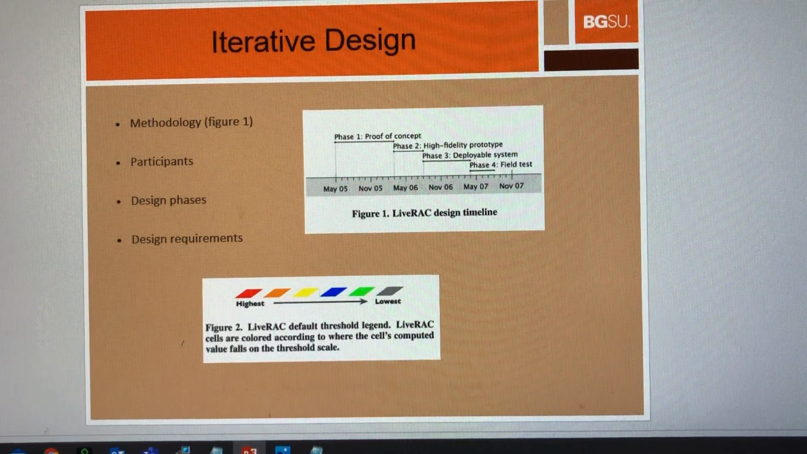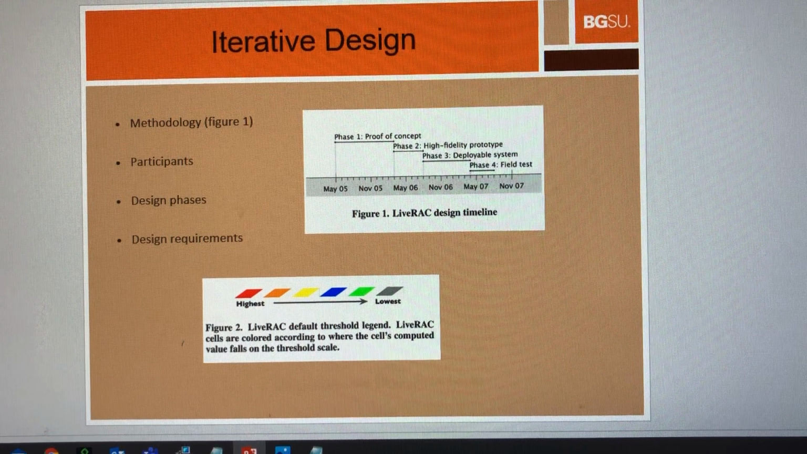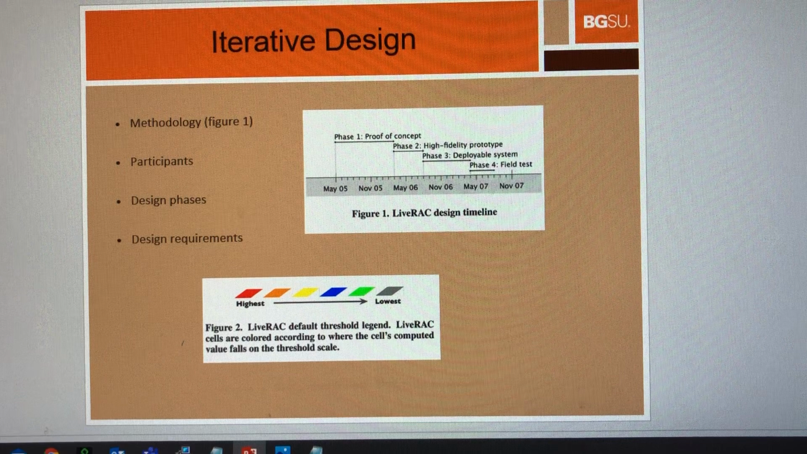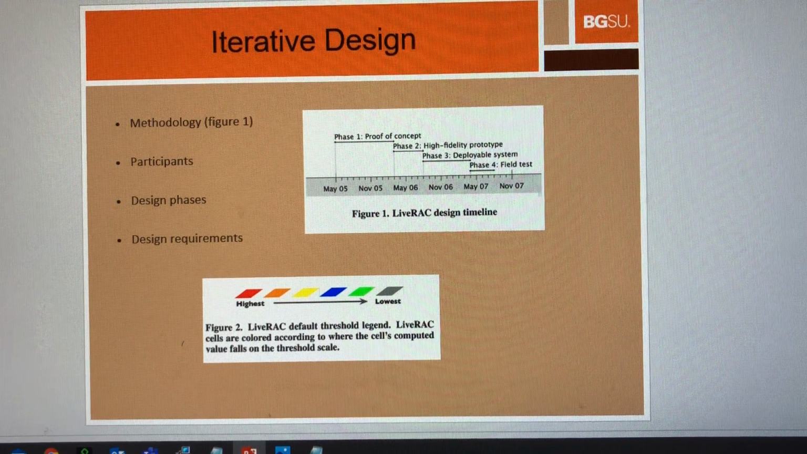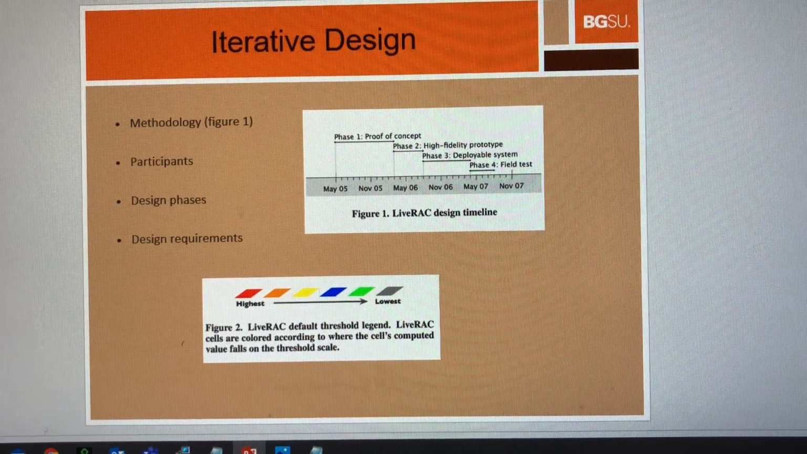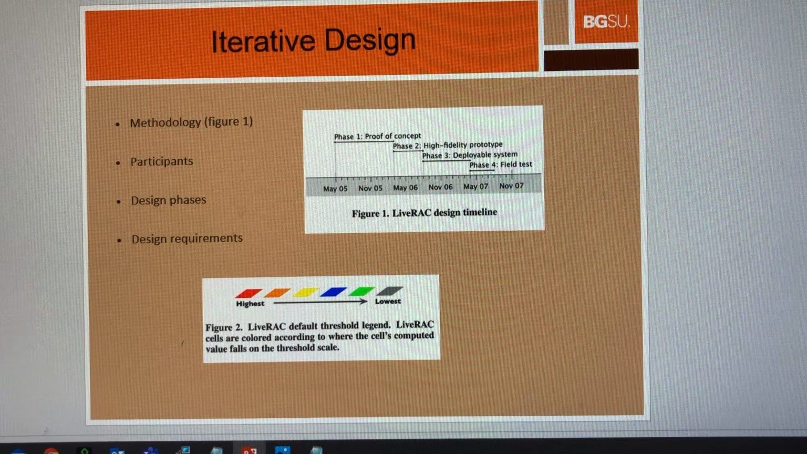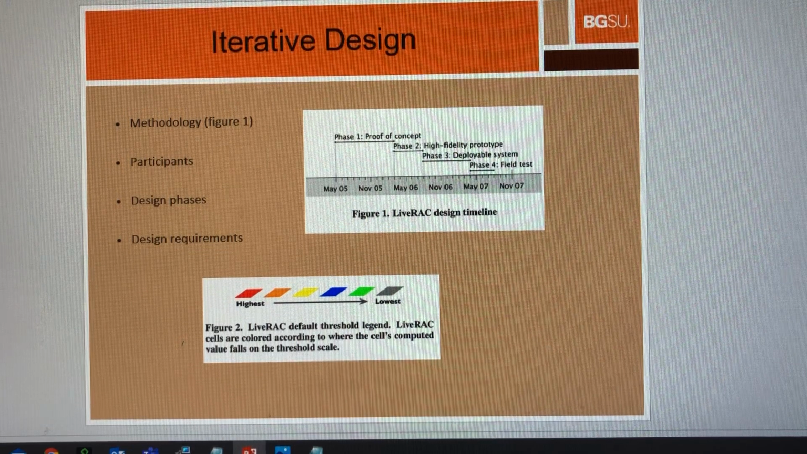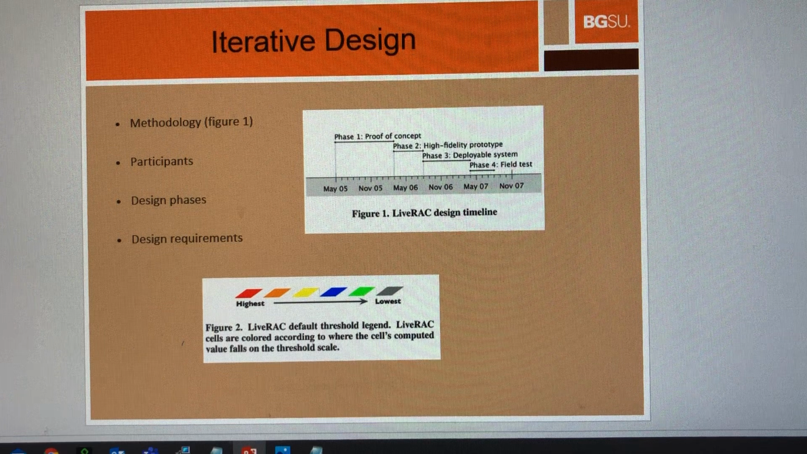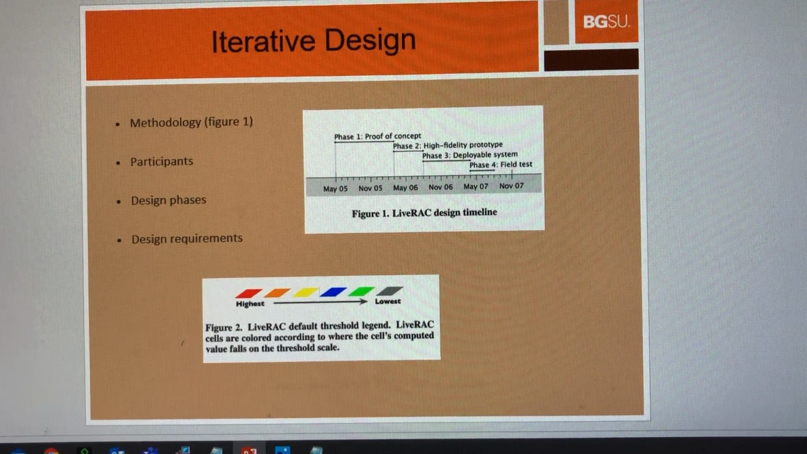Iterative system. LiveRAC is an iterative system, meaning that it has different phases, and in each phase different prototypes are used and the designs are refined until the system is error-free. The methodology is that the study started with prototypes and continued to a proof of concept, as you can see in this diagram of figure 1: interactive software prototypes using synthetic data, then a high fidelity prototype running on real data. And finally, it is deployed in phase 3 and then field tested.